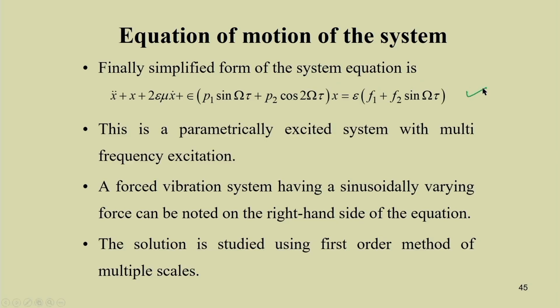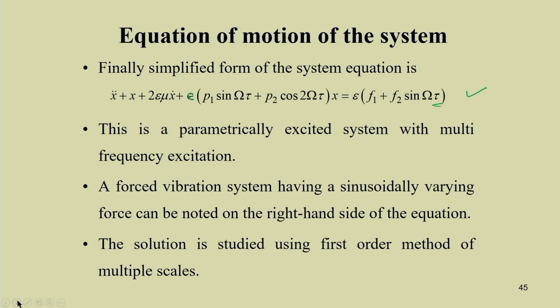So, you just see now this complicated equation is reduced to a simplified form, which is equal to x double dot plus x plus 2 epsilon omega x dot plus epsilon into P1 sin omega t plus P2 cos 2 omega t or tau. So, here the time is written in terms of tau, tau is the non-dimensional time.